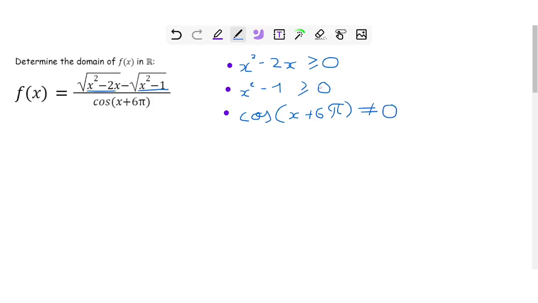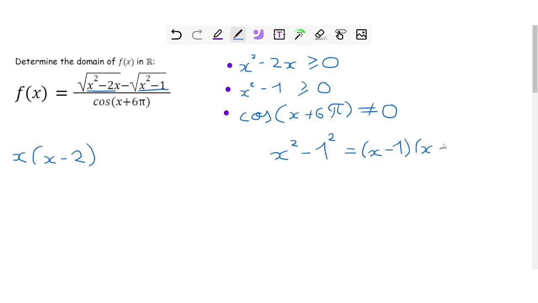So if we can find an interval for which all three of these conditions are met, that is going to be the domain of our function f of x. So we're going to start off with the first two here. x squared minus 2x has the common term x, so we can simply factorize it as x times (x minus 2). And our second expression here, x squared minus 1, can simply be written as x squared minus 1 squared.